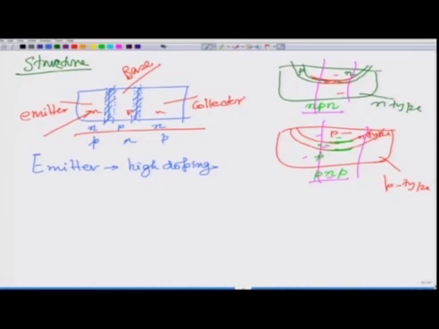Then base is lightly doped. Okay, highly doped and lightly doped, and collector is moderately doped.